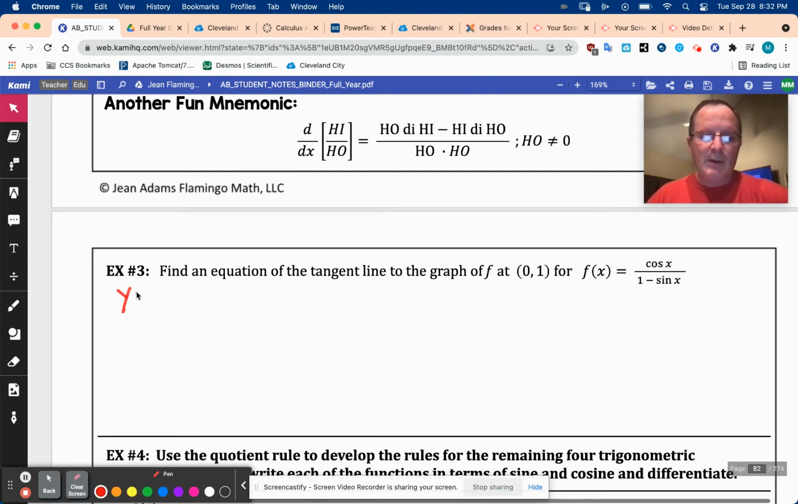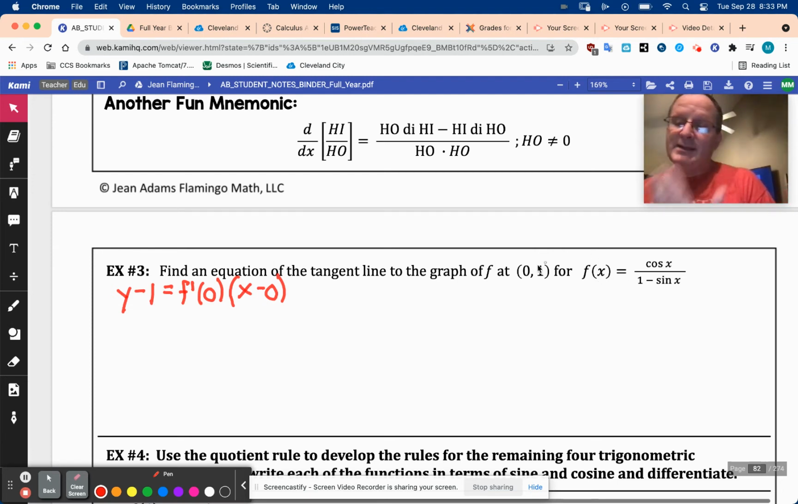It's going to be y minus my y equals the slope, but the slope is going to be f prime of 0. We'll find that in a second, times x minus my x. So the only thing left to find then is f prime of 0. Before I can do that, I've got to find f prime, and that's going to be quotient rule. So we've got some work to do to find f prime, and therefore f prime of 0.